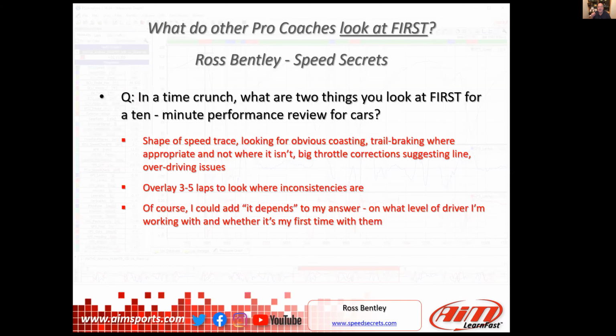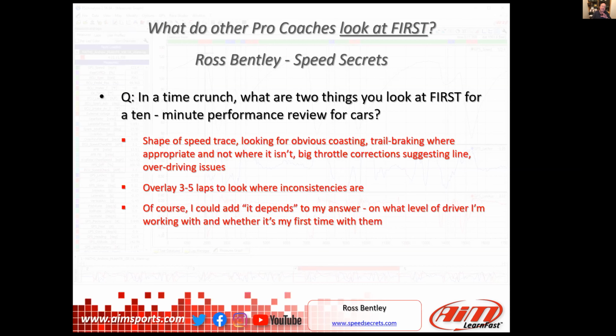But again, he is looking at the shape of the speed trace, looking for obvious coasting, which is a gentle decline. Trail braking where appropriate, where you see a roll into the corner, really big difference. Big throttle corrections, suggesting a line or overdriving issues. We have a fabulous example that Roger will share with you from an LMP3 car at Dijon in France, thanks to Emiliano. We're going to share that with you on screen.